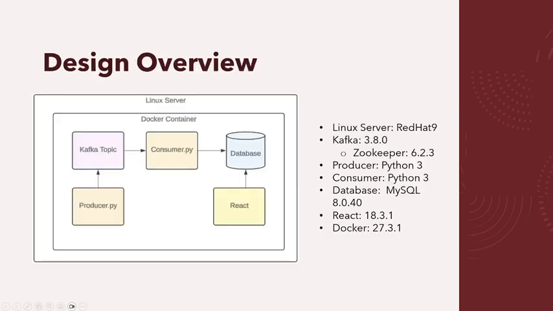Our current design overview shows our solution in a Linux server. That's because we were requested to make it in a Red Hat 9 server. This server was provided to us by Kennesaw State University, and it contains a Docker container, which also has a few other things going on, including a Kafka topic, a producer Python, and a consumer Python file, along with our MySQL database. And the React front end will be querying off of our database.